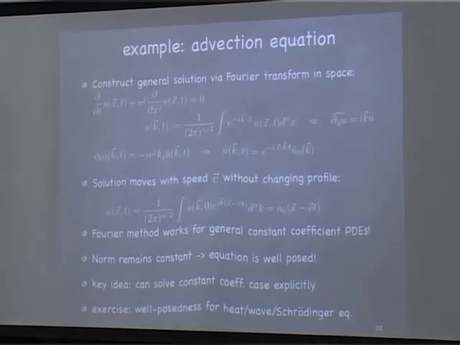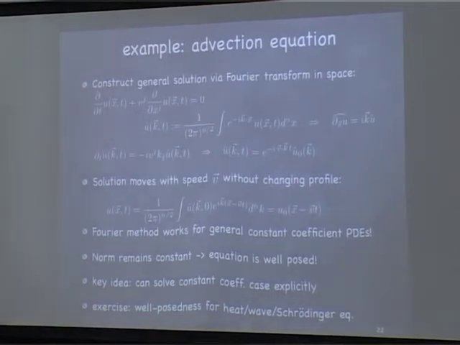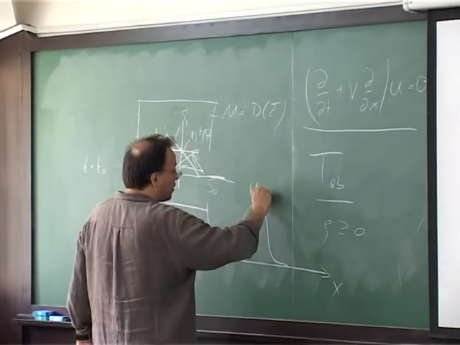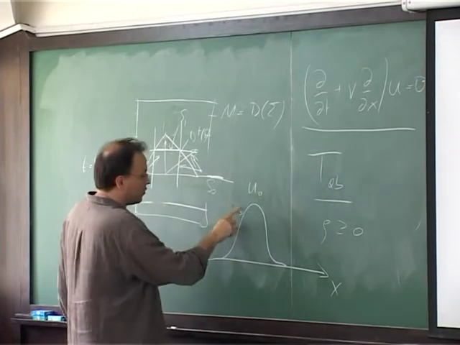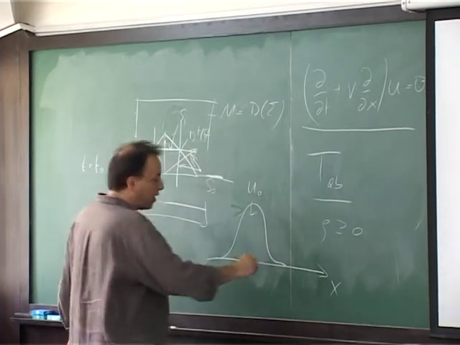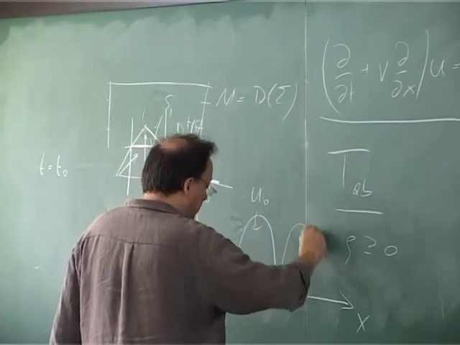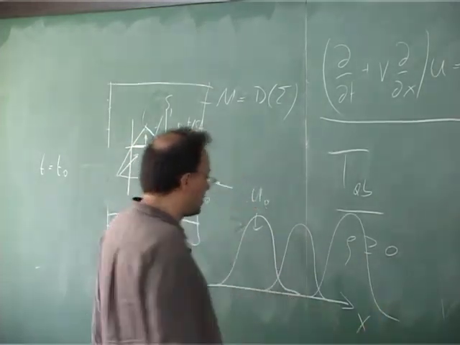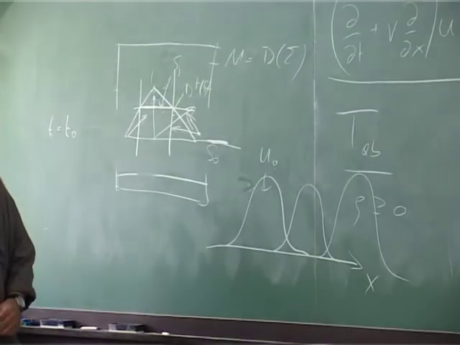So this is what I claimed before, which you can try to just see without Fourier transform. If here this is x, and our initial profile is this, u0, at the initial time, then at a later time, it's exactly the same profile, moving with the speed v. And at an even later time, it's the same thing. Okay.